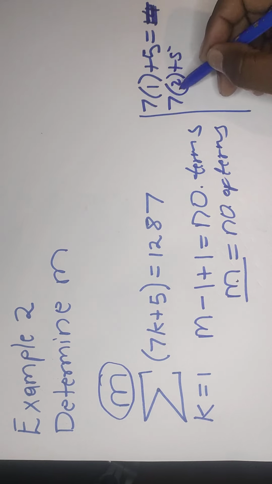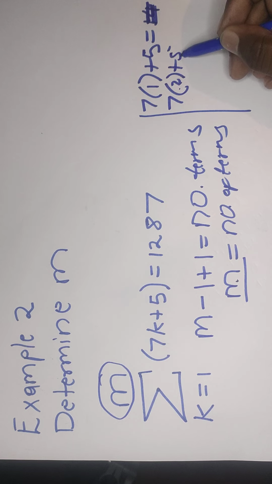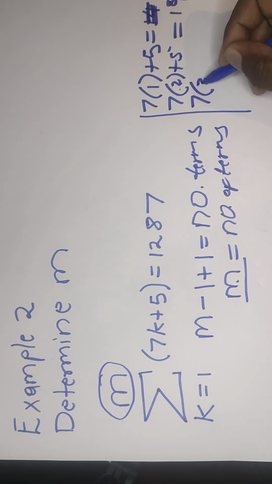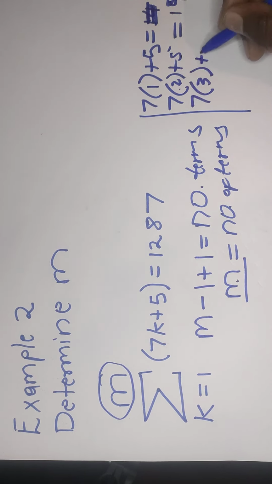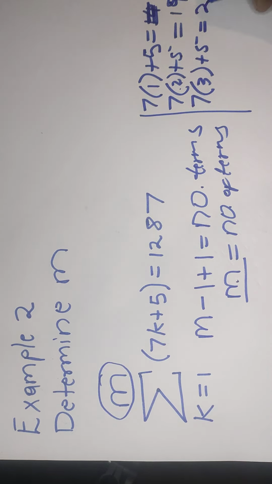I was thinking about this 14 here. So 7 times 2 is 14 plus 5, which is equal to 19. So the second term is 19. 7 times 3 plus 5 is equal to 7 times 3, which is 21, plus 5, which is equal to 26.